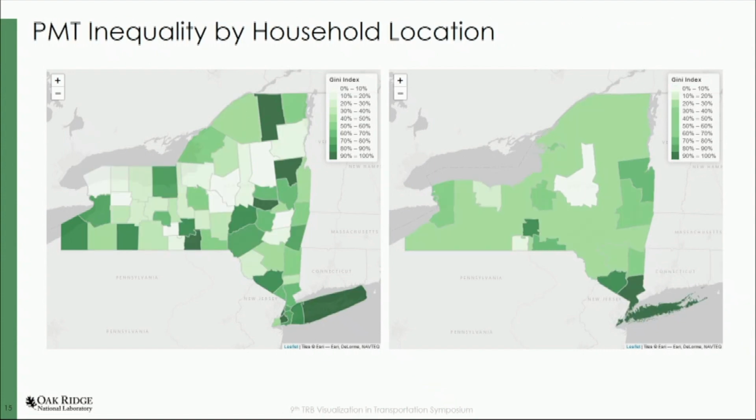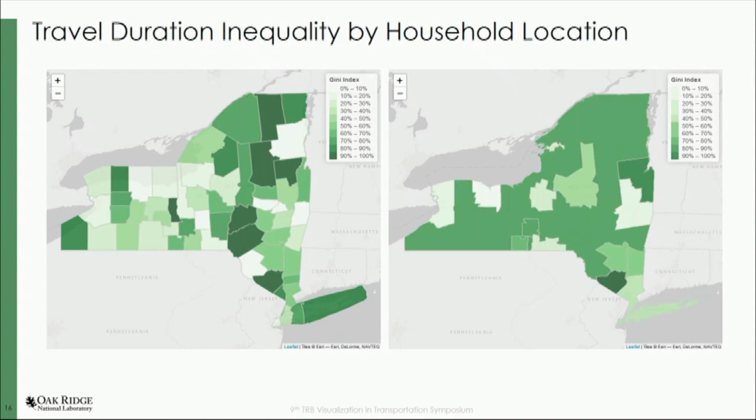In terms of PMT, you can see that New York City, or the whole metropolitan area, is showing higher inequality in terms of the miles traveled and travel duration as well.